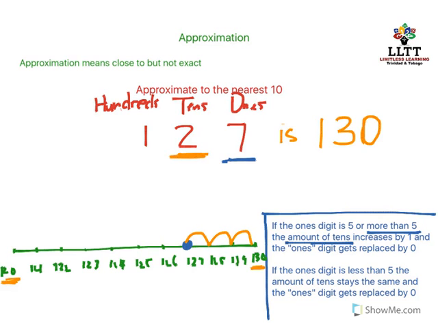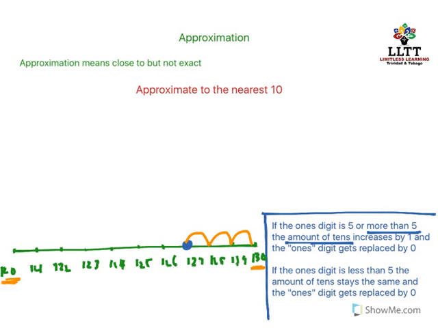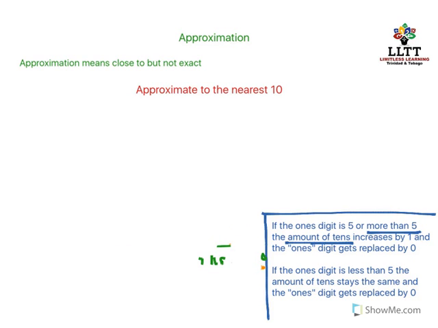So again, when we're approximating to the nearest 10, all we need to do is to remember our rule. And our rule states if we look at the ones digit and it's 5 or it's greater than 5, then we add 1 to the tens digit and replace the ones digit with a 0. If the ones digit is less than 5, so that's 0, 1, 2, 3, 4, that means that the amount of tens stays the same and the ones digit gets replaced by 0. So that's approximating to the nearest 10.